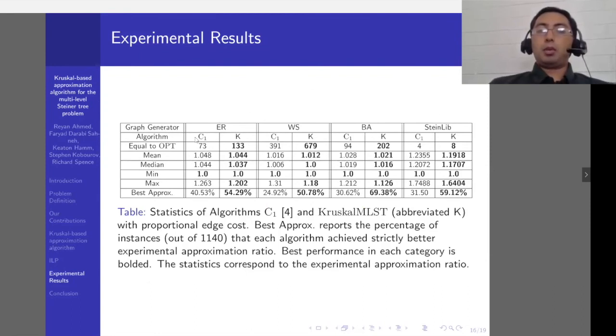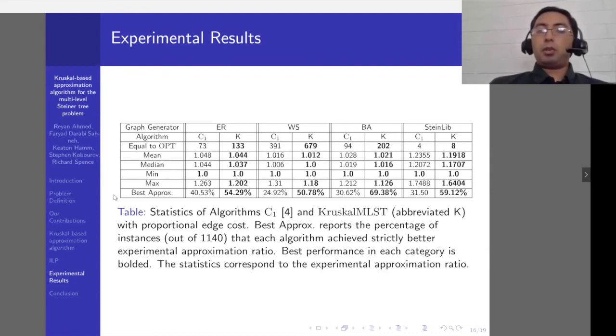We provide the information for two algorithms, C1 and K. C1 is the algorithm by Charikar et al. for proportional edge cost, and K denotes the Kruskal MLST algorithm. We provide these statistics: how many times the algorithm provided a solution equal to the optimal solution. We provide the mean of the experimental approximation ratio. Similarly, we provide the median and the minimum and the maximum of the experimental approximation ratio.